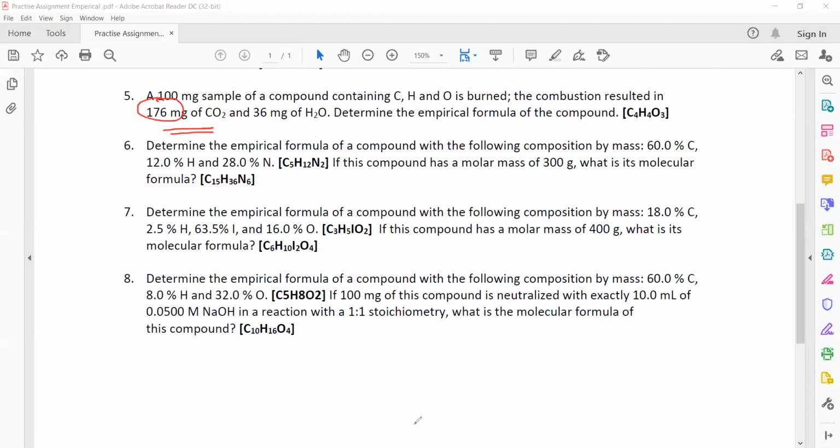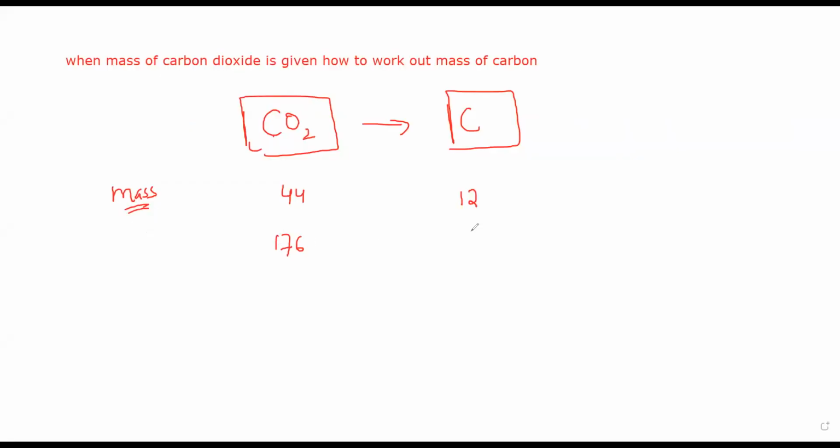So if we have 176 milligram of carbon dioxide, how much carbon will be there, or what is the mass of carbon? It will be X. When we cross multiply and find the mass of carbon, it will be 176 into 12 divided by 44. So that was 48.